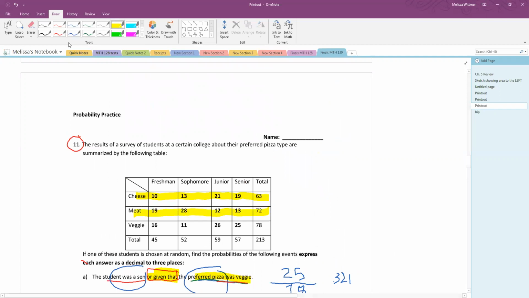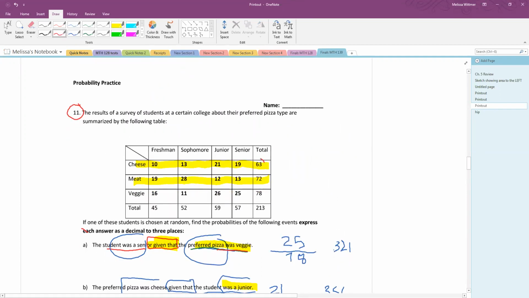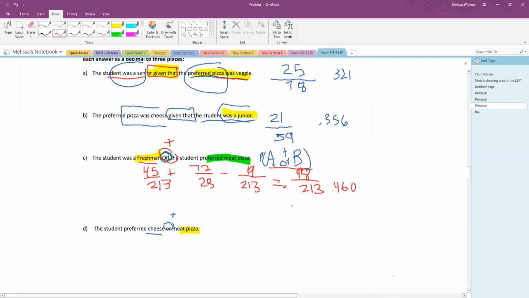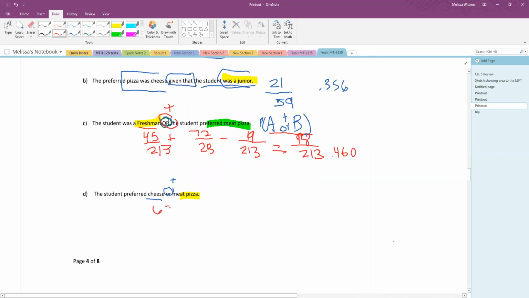Now notice these rows don't intersect each other. So the total cheese is 63. The total meat is 72. No values were counted twice there. So I'm just adding that together, 63 plus 72. Again, this is all out of 213, so you can even put it all in one fraction. Notice this is a plus, not a times. It's a little hard to write there. Minus 0. There's no numbers that were counted twice in this situation. So just 63 plus 72 is 135 out of 213. And so that is going to give us a decimal, 0.634.